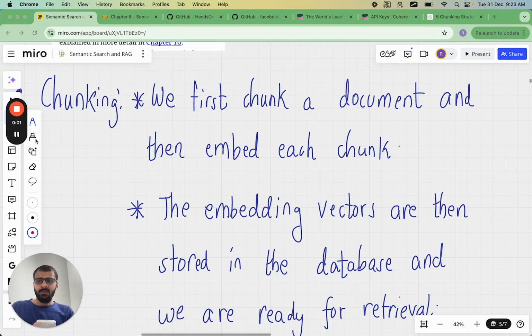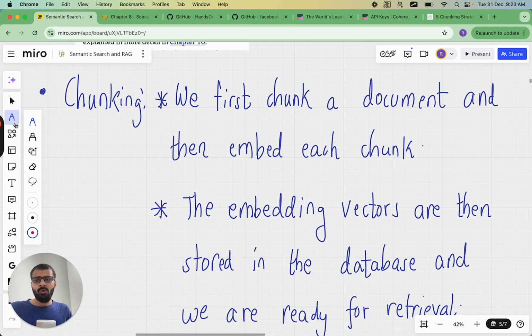Hello everyone and welcome to this lecture in the hands-on large language models series. Today we are going to learn about a very important concept, and that is the concept called chunking.